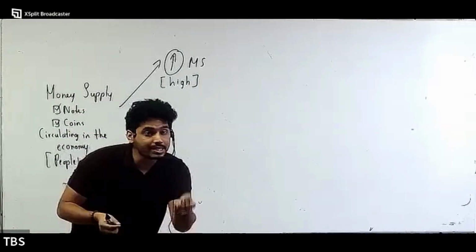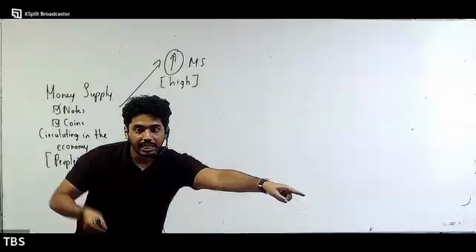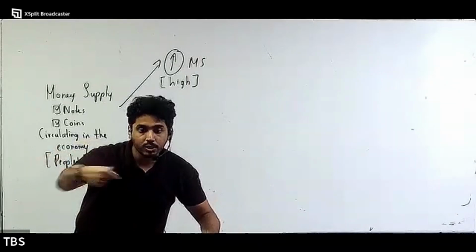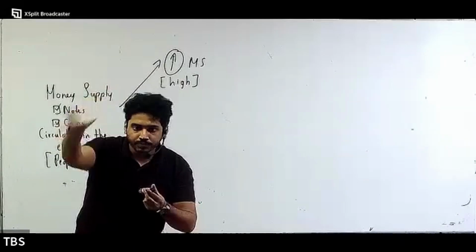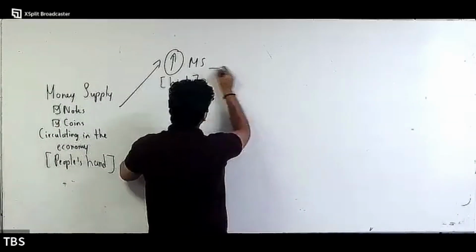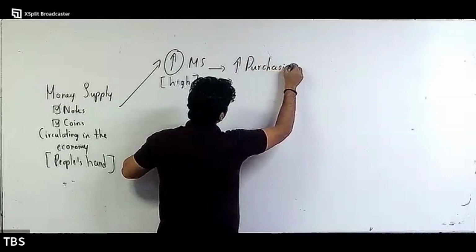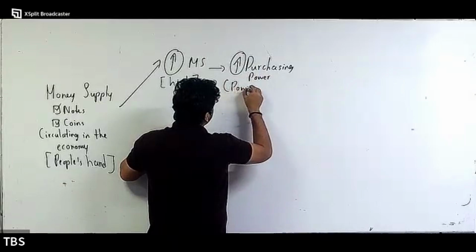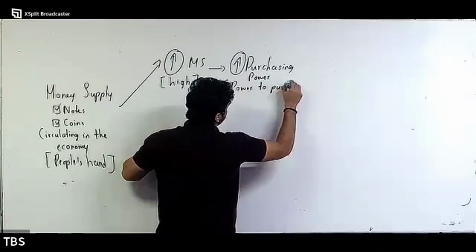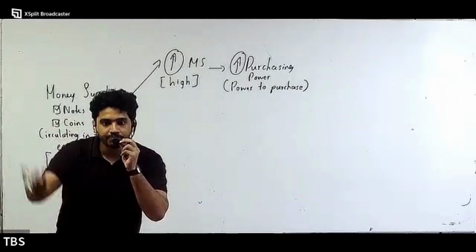Now when the money supply was high, people, was he powerful? Did he have the power to purchase? So can I term it as high purchasing power? Yes or no? So when there is money, what happens to purchasing power? Purchasing power increases. In other words, the power to purchase goods and services increases.